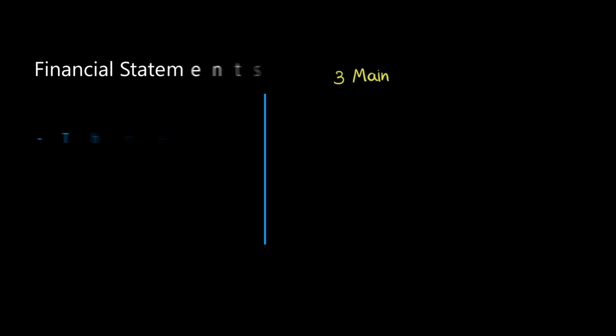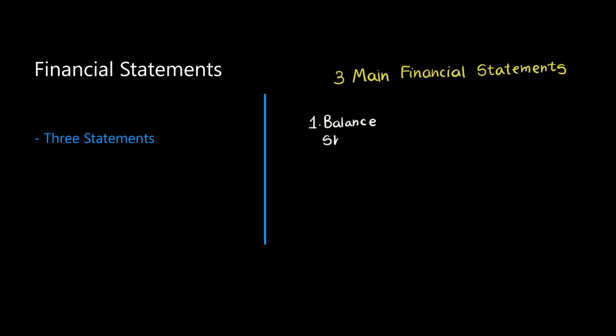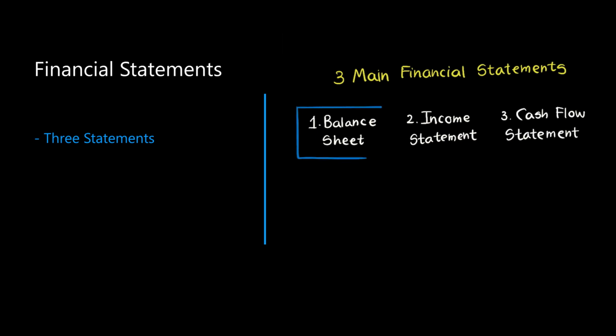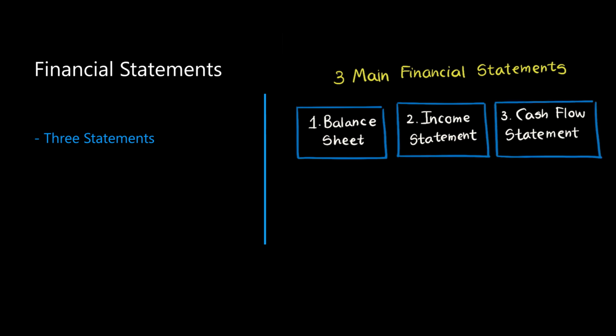Let's talk about the three main financial statements. First is the balance sheet. This shows what a company owns, what it owes, and what's left over for the owners. Think of it as a snapshot at one moment in time. Second is the income statement, which shows whether the company made money or lost money over a period like a month or year. Third is the statement of cash flows, tracking where cash came from and where it went.